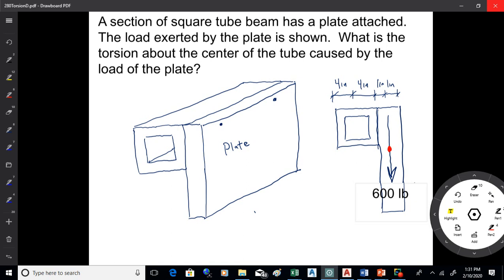Y'all get into something on that? Real simple calculation. There's not much to it, but the concept is what matters. It's just that moment right there, a moment about the center of the shaft. Just a moment like what you learned about in statics or physics. The one thing is you take it around the center of the shaft. That's the convention.